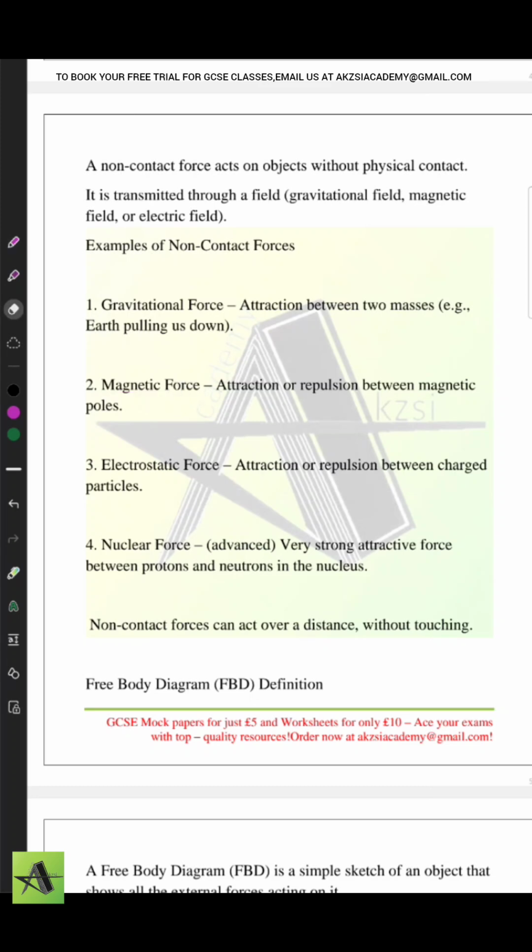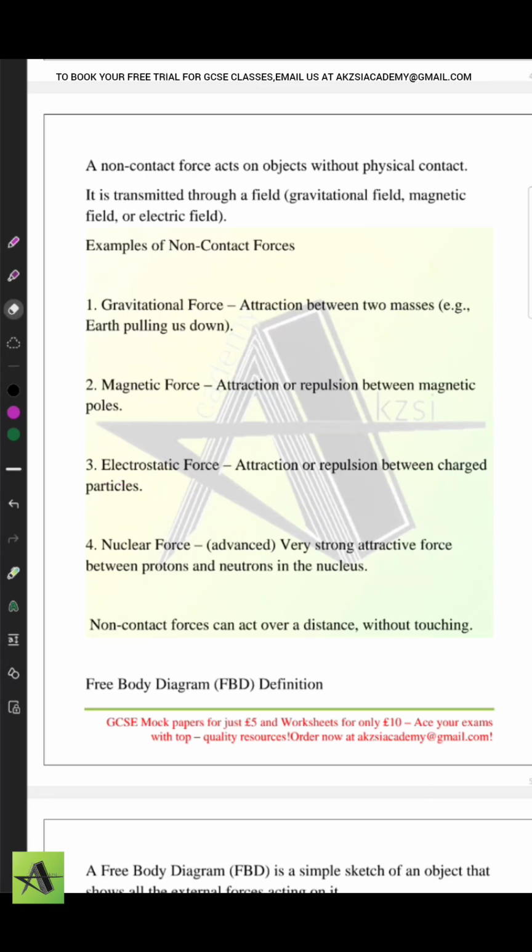The next is electrostatic force. Electrostatic force is the attraction and the repulsion force between the charged particles, like the protons, electrons. These are the charged particles. So if you bring like charges together, like proton with proton, electron with electron, they'll repel, and when you bring the opposite charges, they'll attract.